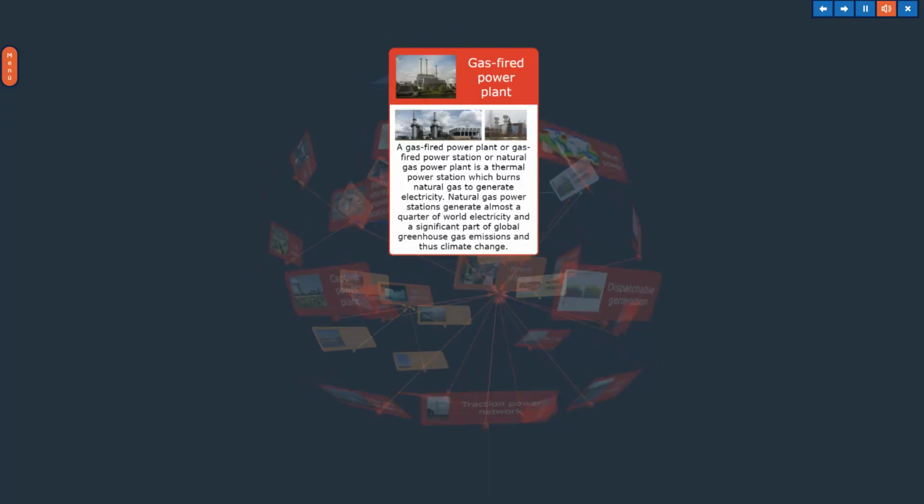Gas-fired power plant. A gas-fired power plant, or gas-fired power station, or natural gas power plant, is a thermal power station which burns natural gas to generate electricity. Natural gas power stations generate almost a quarter of world electricity and a significant part of global greenhouse gas emissions, and thus climate change.